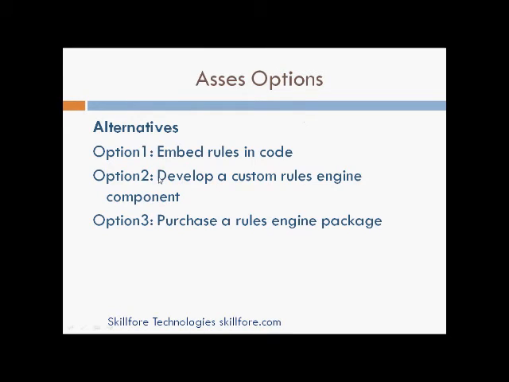And the second option is to develop a custom rules engine component. That is, you develop a rules engine component that reads the rules from any text file, such as an Excel file, and then processes those rules. If you want to change the rules, you can configure them in the Excel sheet. And this component dynamically picks the rules and processes them. So this is more maintainable than the first option. The third option is to buy any commercial or open source rules engine and incorporate it into your software.